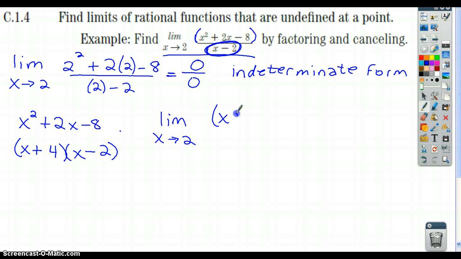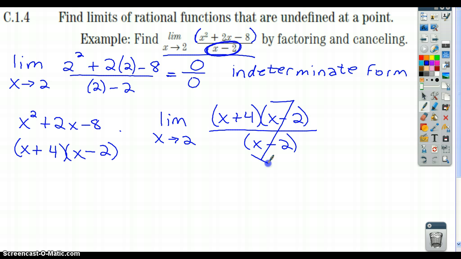So now I can rewrite my limit as this. So now I know that x minus 2 divided by x minus 2 is 1, and 1 times x plus 4 is just x plus 4. So now my new limit is six. So I know that.